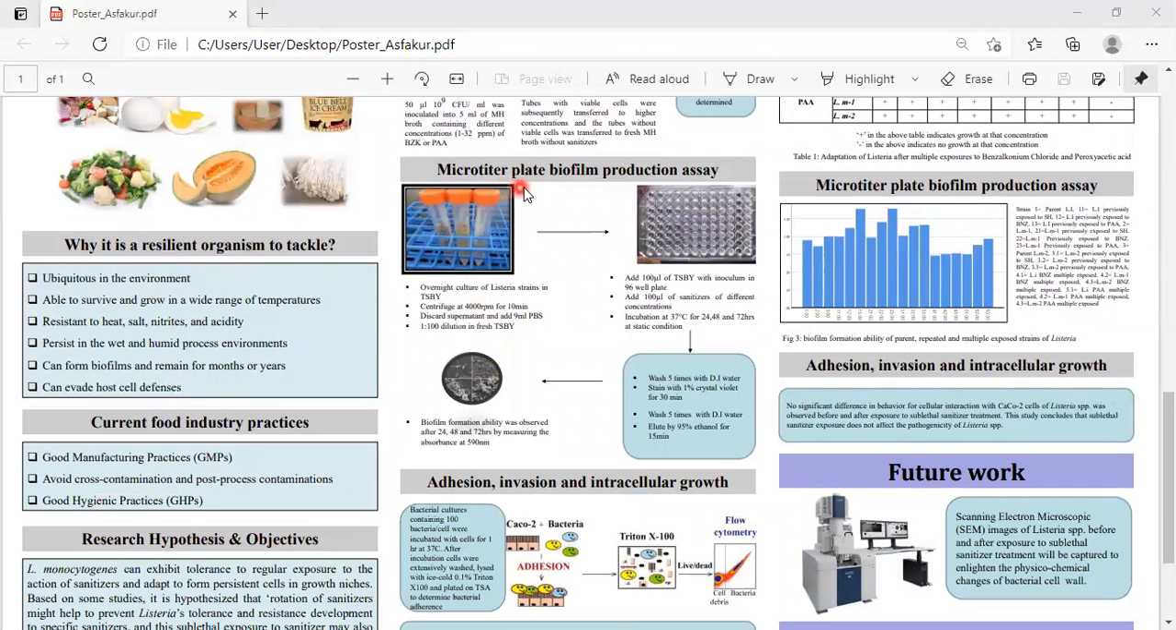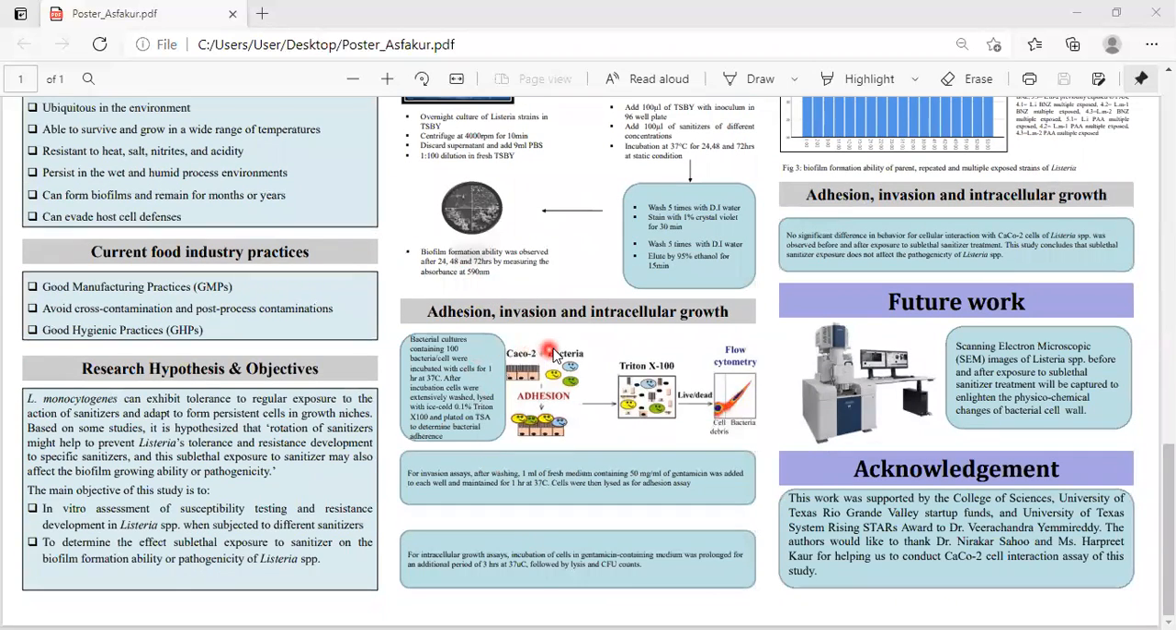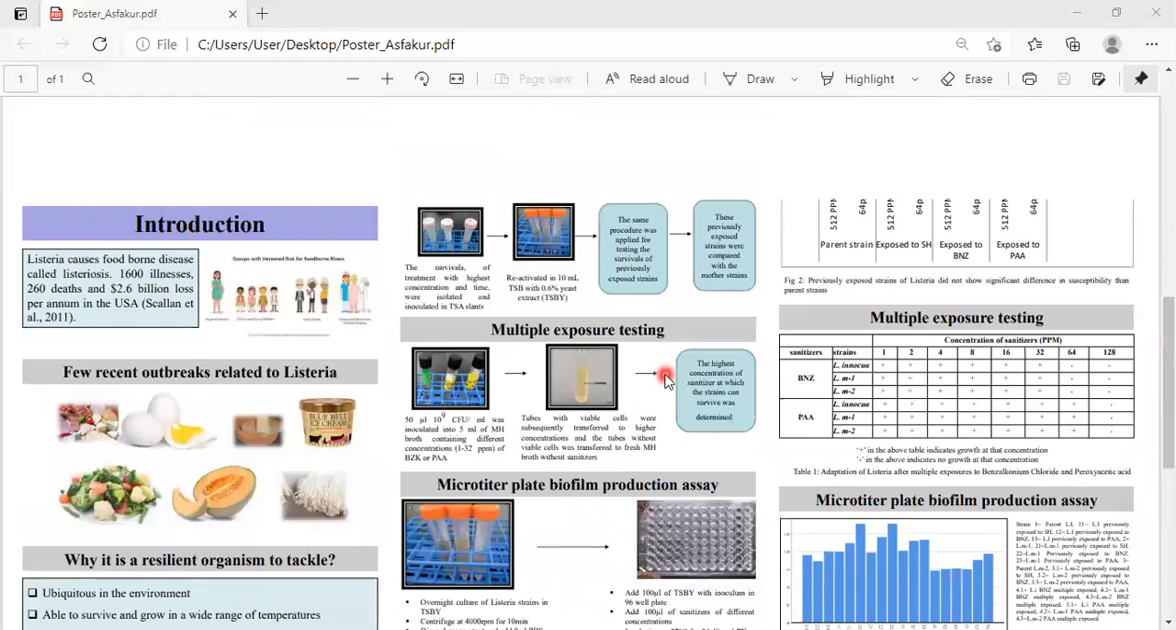For the microtiter biofilm formation assay, all the strains were activated and grown in TSBY for 24 hours, 48 hours and 72 hours, and after washing the biofilm was measured by absorbance at 590 nanometers. Adhesion, invasion and intracellular growth was carried out with Caco-2 cells and bacteria incubation, followed by flow cytometry for the pathogenicity testing of these Listeria strains.